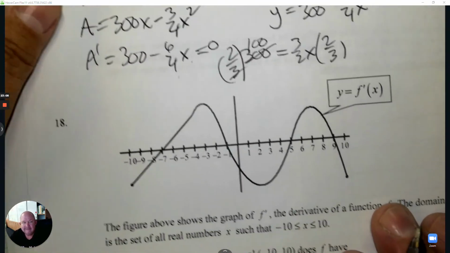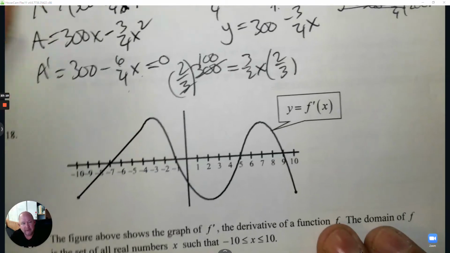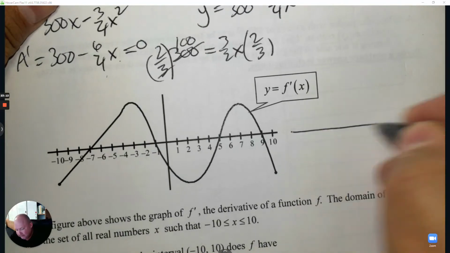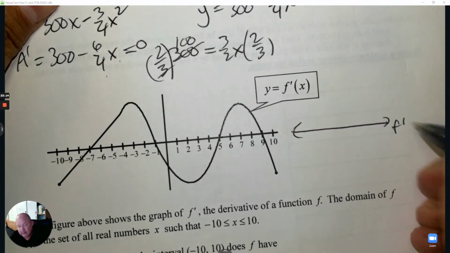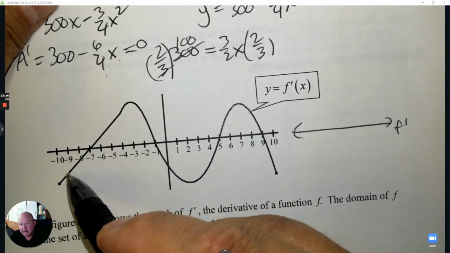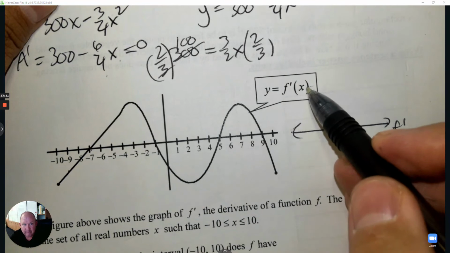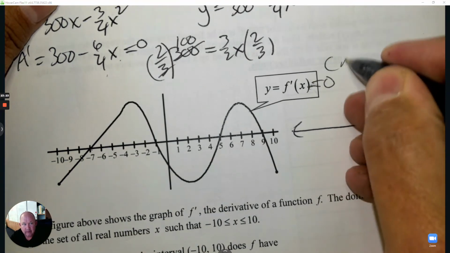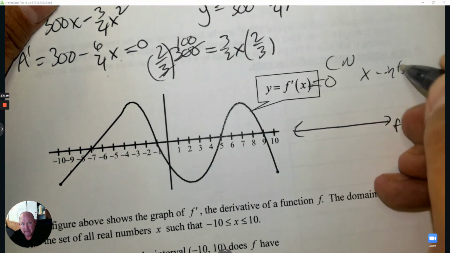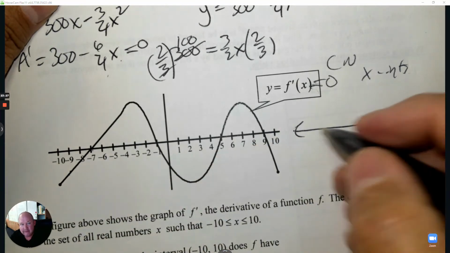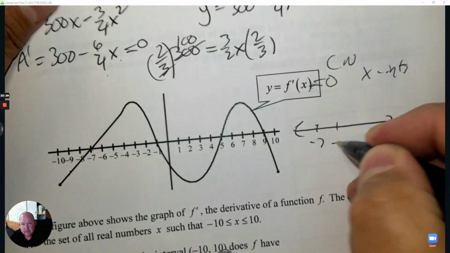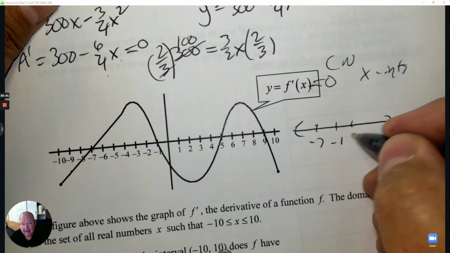Number 18. This is a derivative graph. And for some of you, it might be easier to draw a number line for the first derivative. So we need to know the x-intercepts. So when is the derivative equal to 0? Those are my critical numbers. Those are my x-intercepts. That's negative 7, that's negative 1, that's 5, and that's 9.